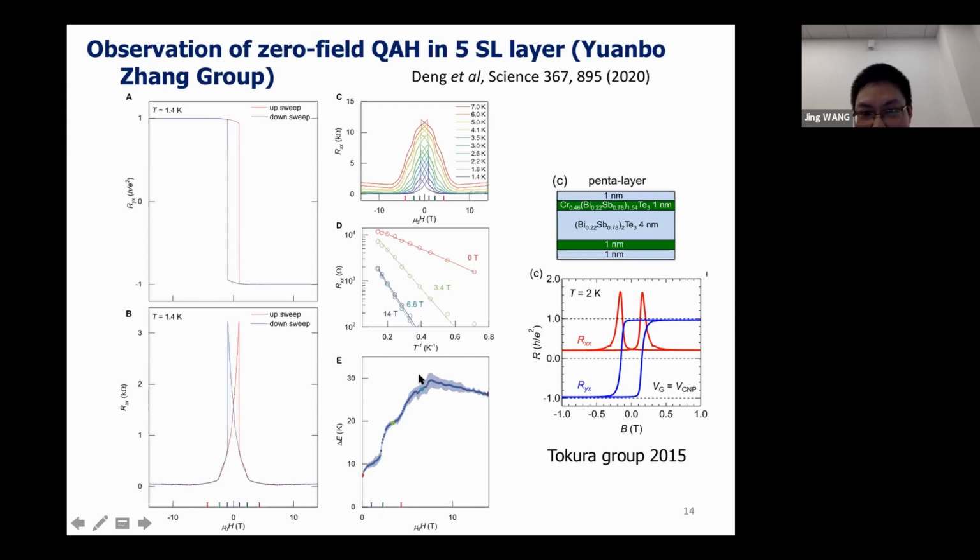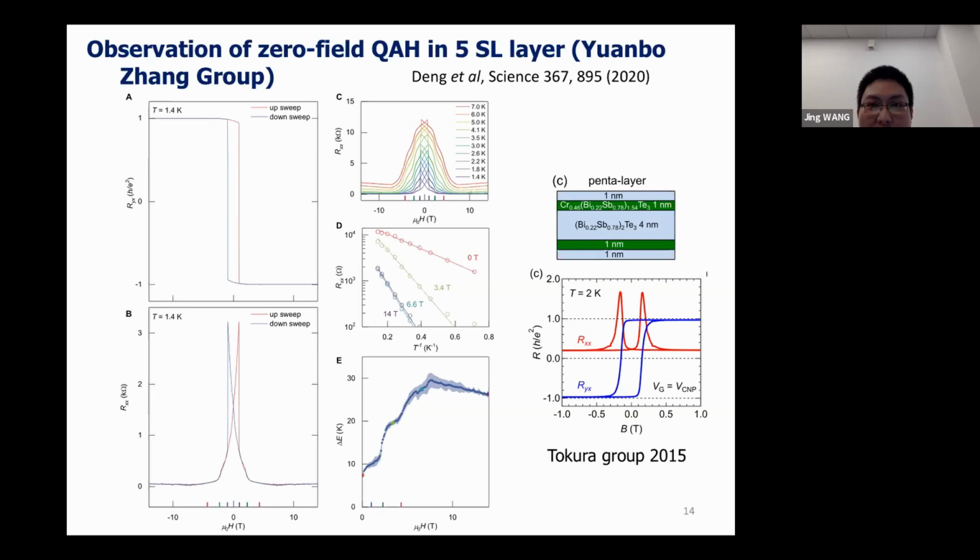So this preliminary result on this magnetic material has already been compared with the best results from magnetically doped topological insulator thin films, where in Xue Qikun's group you get 98% Hall conductance or resistance quantization at 2 Kelvin. So this is the first realization of the quantized anomalous Hall effect in pristine 2D materials.